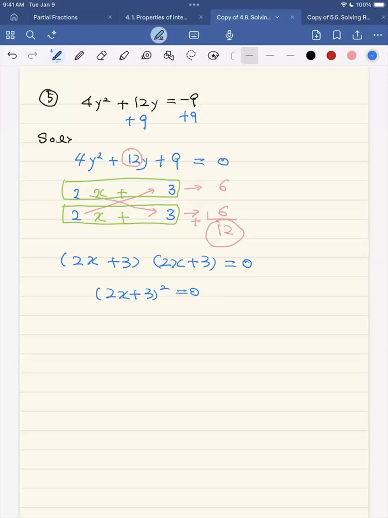So all we have to do is solve the linear equation 2x plus 3 equals 0. To do that, we subtract 3 on both sides, and then 2x equals minus 3, and then we divide by 2 on both sides, then x equals minus 3 over 2.